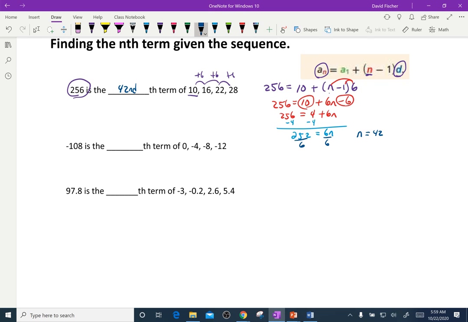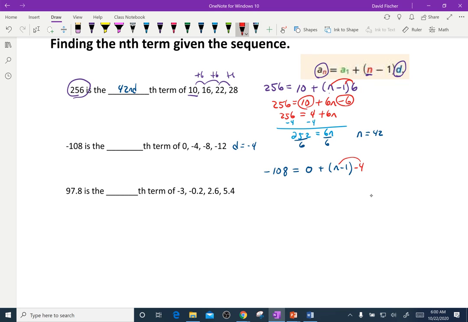Okay, so we're still using that formula, but now we're just using it in a different way. I want to come down here and do my work down here. Same thing, I want to do negative 108 equals, my first number in the sequence is a 0. Here it looks like my difference is negative 4. We went from 0 down to 4. So I want to put plus n minus 1, and I want to put in my difference, negative 4.